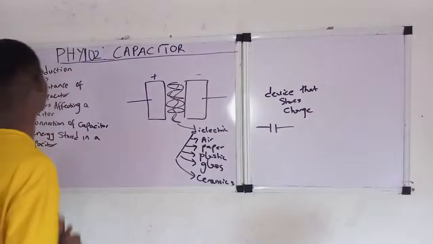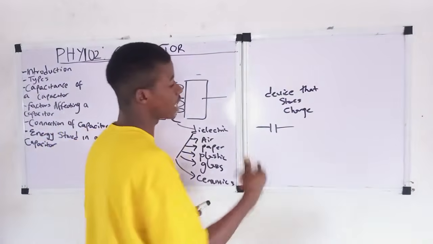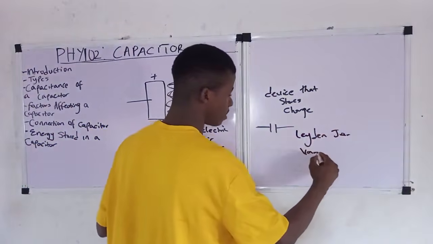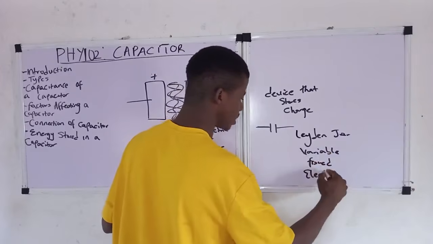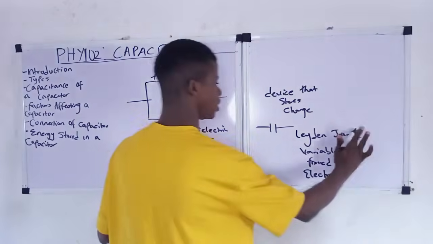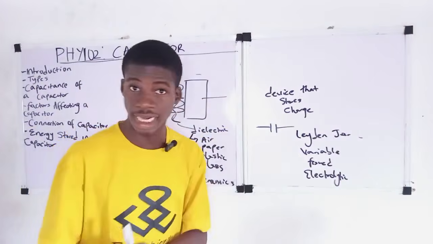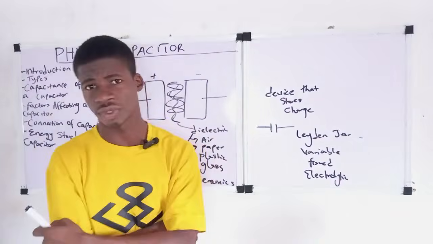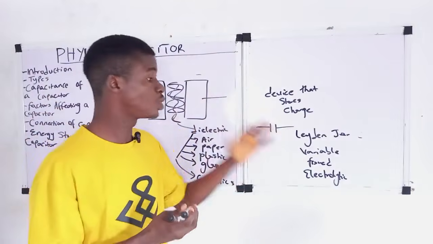Now let's move to the next part, the types of capacitor. There are different types of capacitor: the Leyden jar capacitor, the variable capacitor, the fixed capacitor, and the electrolytic capacitor. I'll give you some important things you need to know under these types.